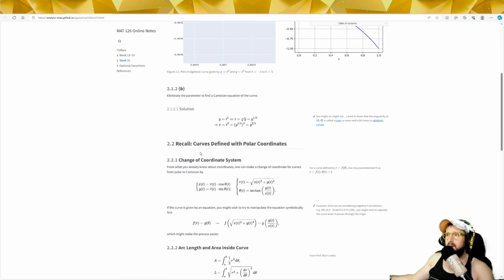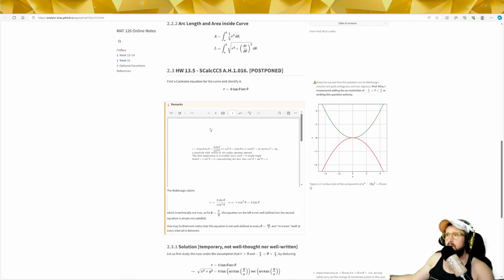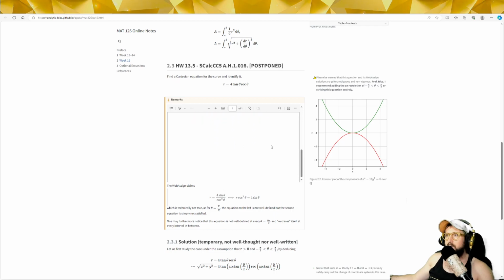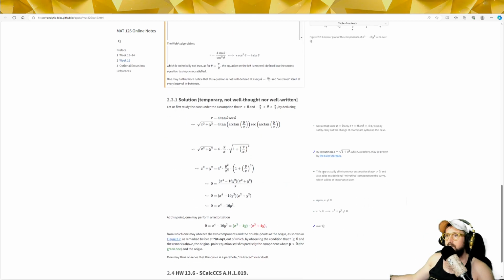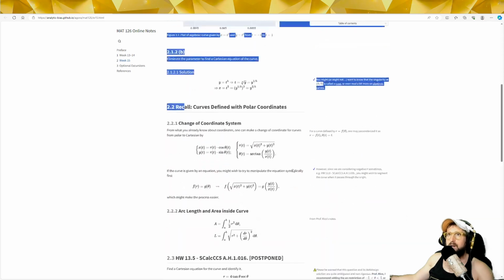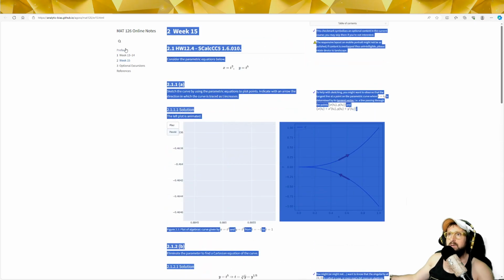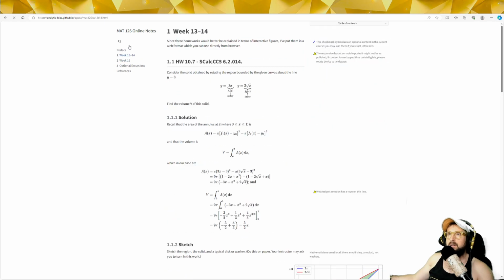We'll take it. Cool. Curves defined. Ooh, arc length. Here's the homework. Wow, you got an embedded PDF thing here too. That's cool. Wow, this is all very cool. Oh, it's all on GitHub. Oh, wait, but it's an HTML file, right? Is that what we're getting at here?